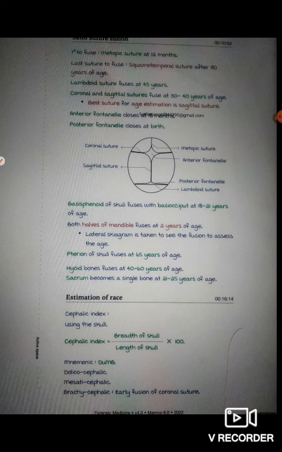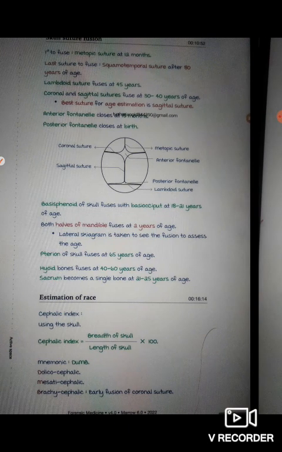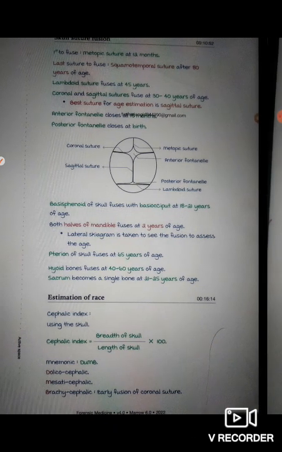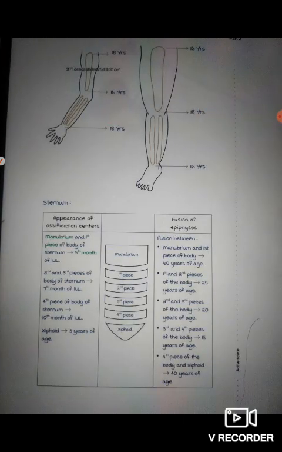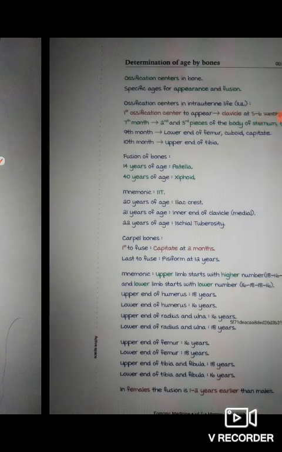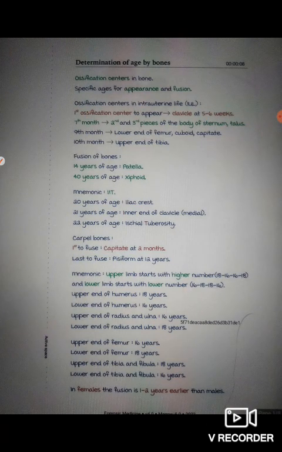Hyoid they are saying fuses at 40 to 60 years. Hyoid fuses at old age. Hyoid fuses at 40 to 60. Pterion at 65. Squamotemporal suture, coronal and sagittal at 30 to 40 years. Lambdoid at 45 years. Anterior fontanelle at 18 months. Posterior fontanelle closes at birth itself. Here they are saying 7, 3, 7, 10 and 3 rule, 5, 7, 10 and 3 rule. Here 60 years, 40 years, 15, 20, 25 years.